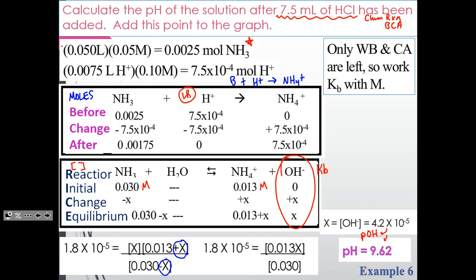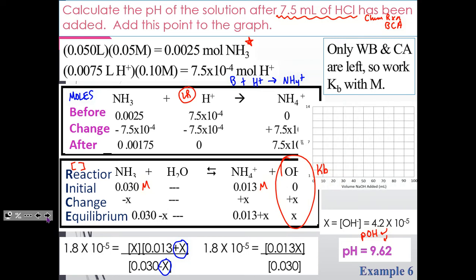So let's go back. Let's look at what happened. First point, before the titration, pH of 11. First addition of 7.5 milliliters, we get down to a pH of 9.62. It's dropping, but it's not dropping below 7 yet. Makes sense. Let's plot this point. And again, these aren't going to be perfect, but do your best. After 7.5 milliliters, we are dropping our pH just slightly.